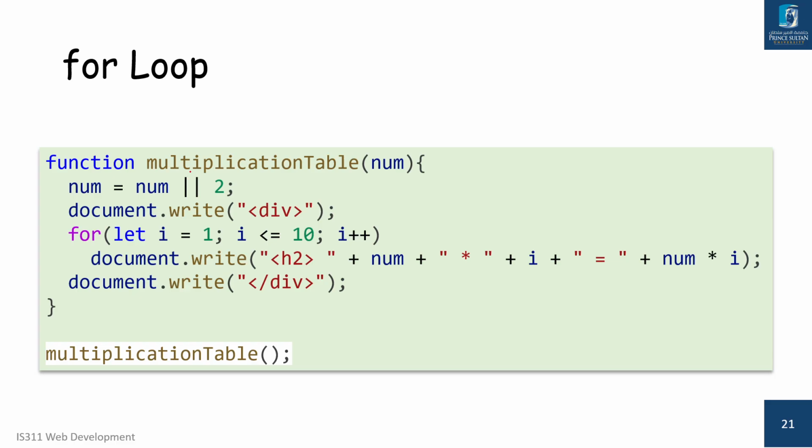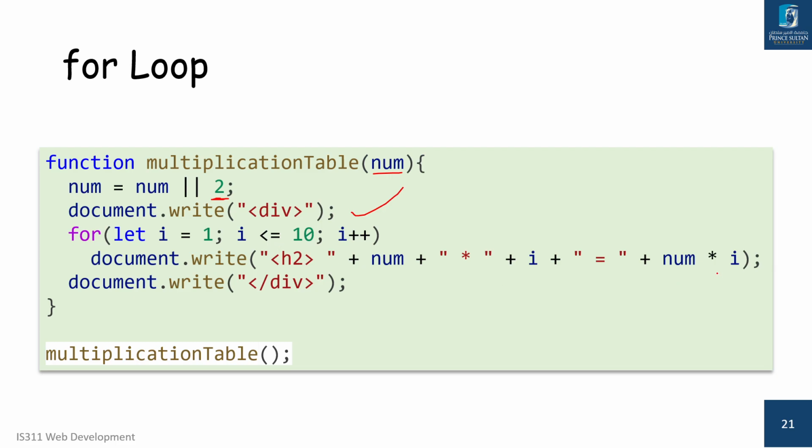We also have another example: we can define a function. We are writing a multiplication table, so we say multiplication table number. If the number is not given, we are giving the value 2 by default. And then we say document.write. We are writing a div inside the document, and then we say let i = 1. And inside that div, we are writing h2 elements.